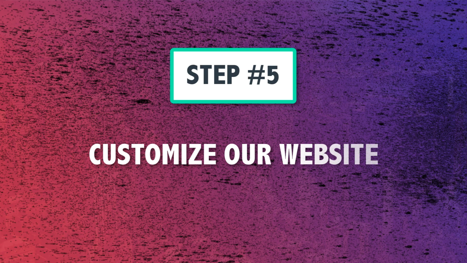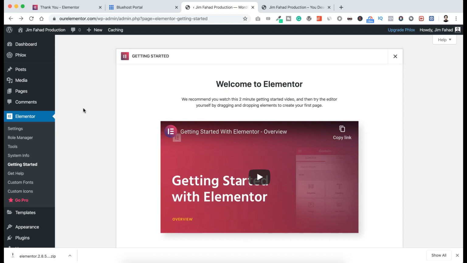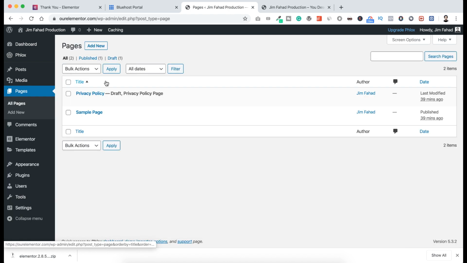Okay, we can now move on to step number 5, that's customize our website. So this is the fun part. This is where we're gonna start dragging and dropping and building out our website. So first we need to create our home page and other pages. To do that, let's go to pages here and then click over here, all pages. You can see some sample pages came by default with WordPress, but we don't need these. So let's select all, then bulk action, click move to trash and apply.